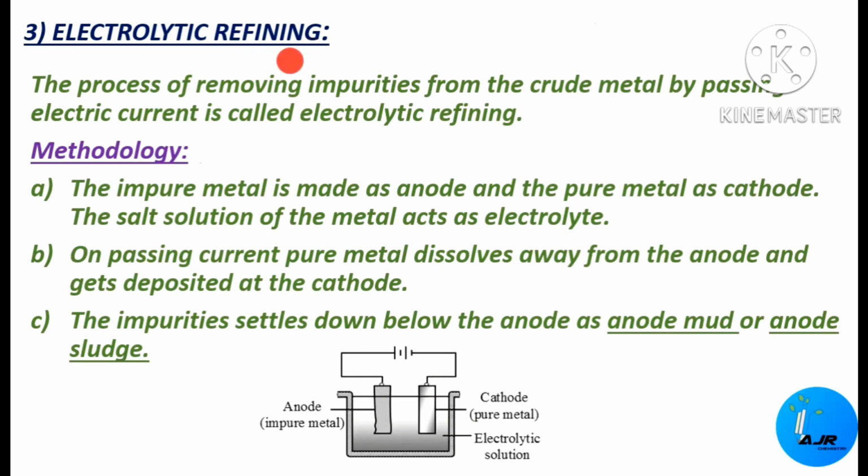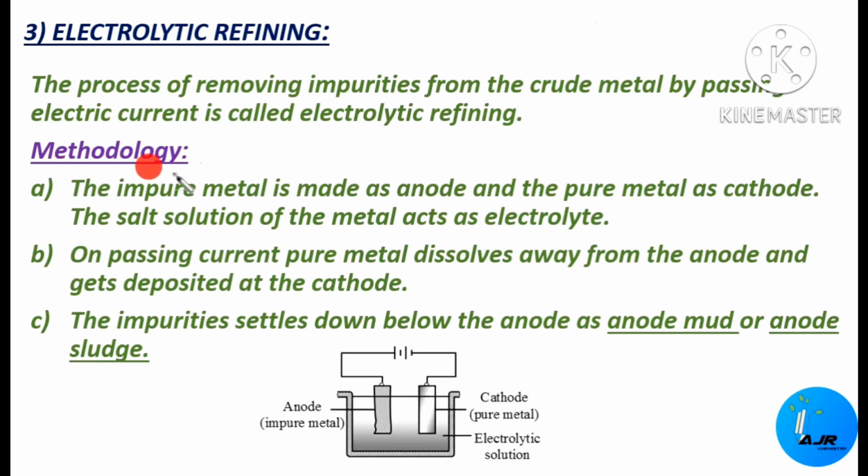Okay. So what happens in the electrolytic refining? Actually, the process of removing the impurities from the crude metal by passing electric current is called electrolytic refining. Okay. So here we are making use of electric current. Okay. So let us see what happens. First, let me explain the general methodology, and then I will be explaining with the help of silver extraction.